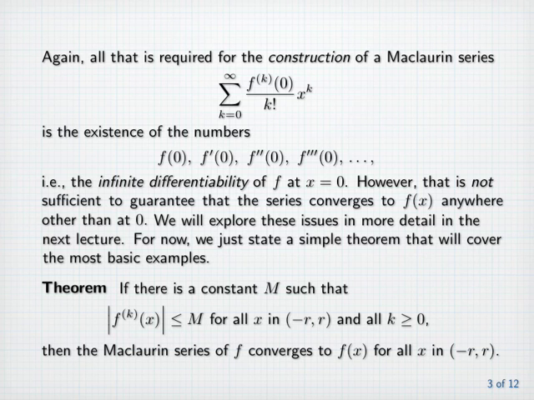Think of the hypothesis of this theorem as follows. If we were to graph f along with all of its derivatives over the interval from minus r to r, it would be possible to draw a horizontal line above all of those graphs as well as a horizontal line below all of those graphs. Example: Let f of x equal e to the x.